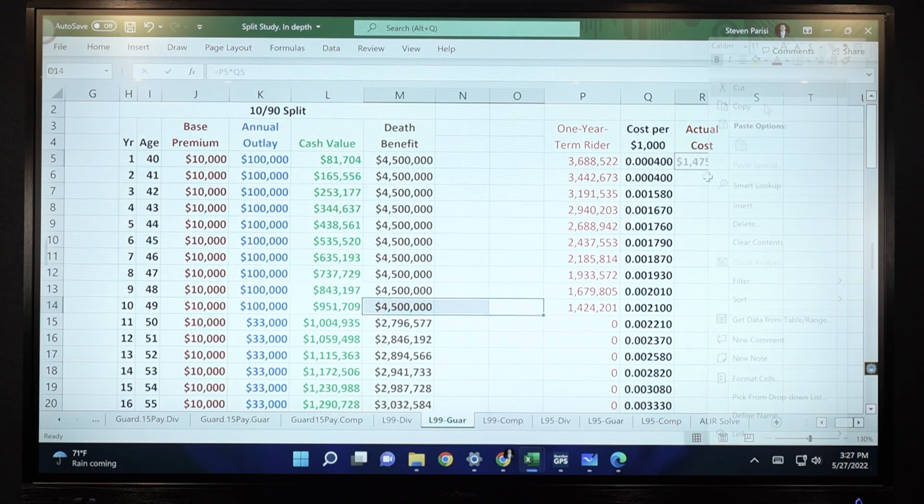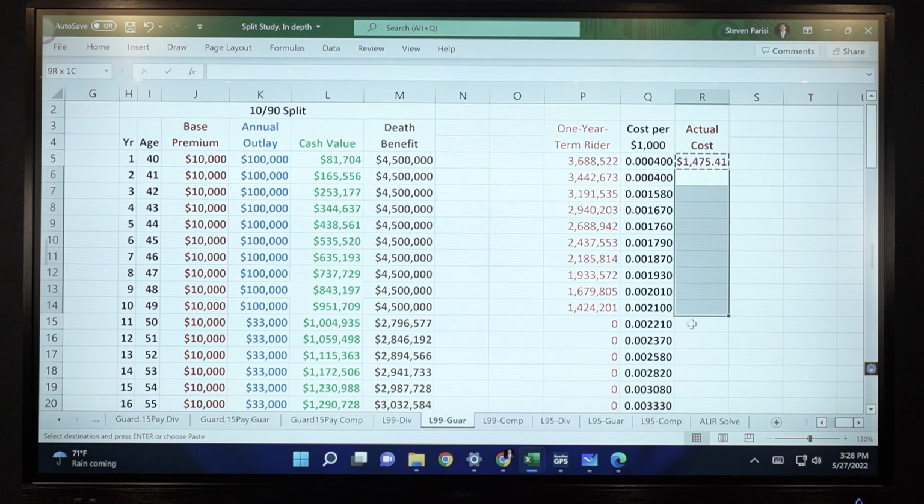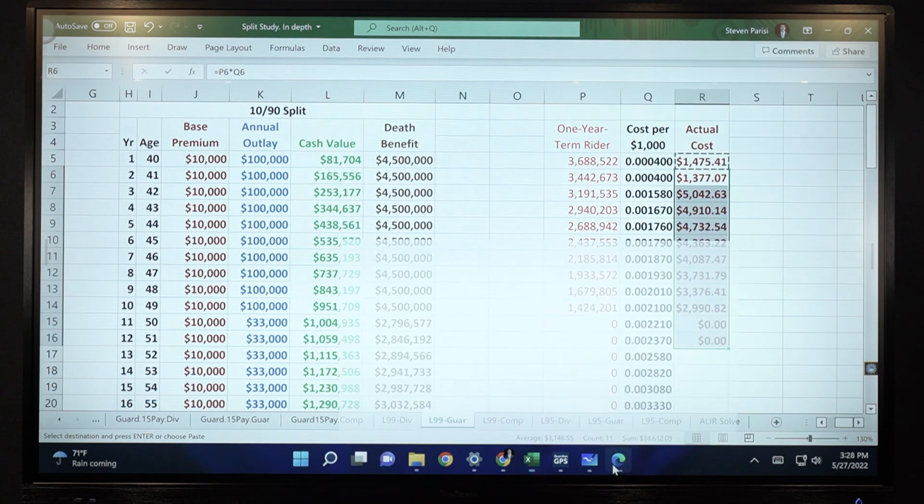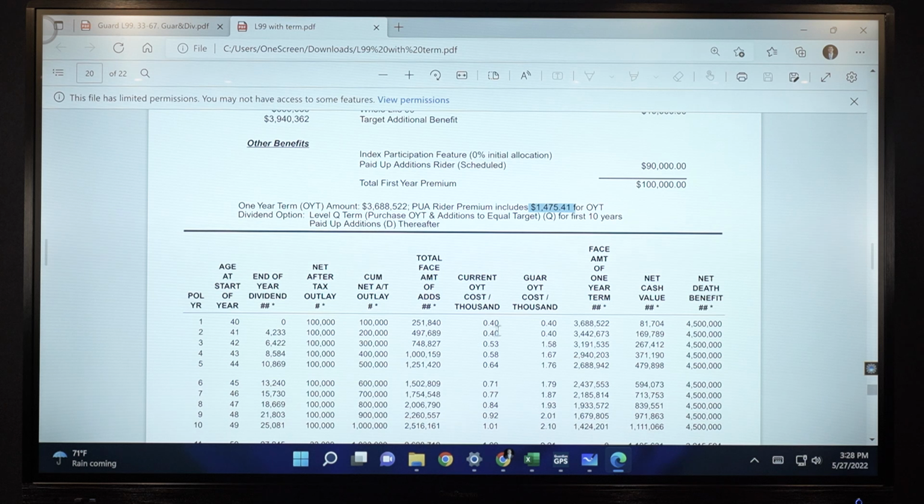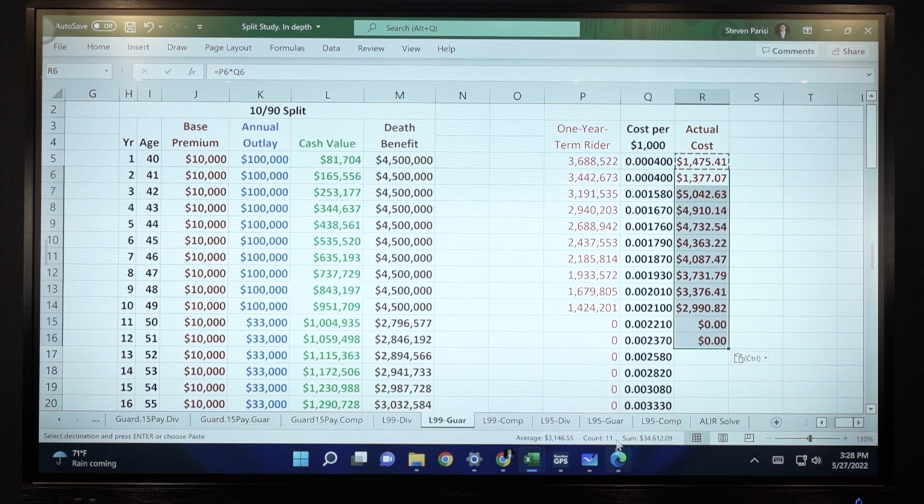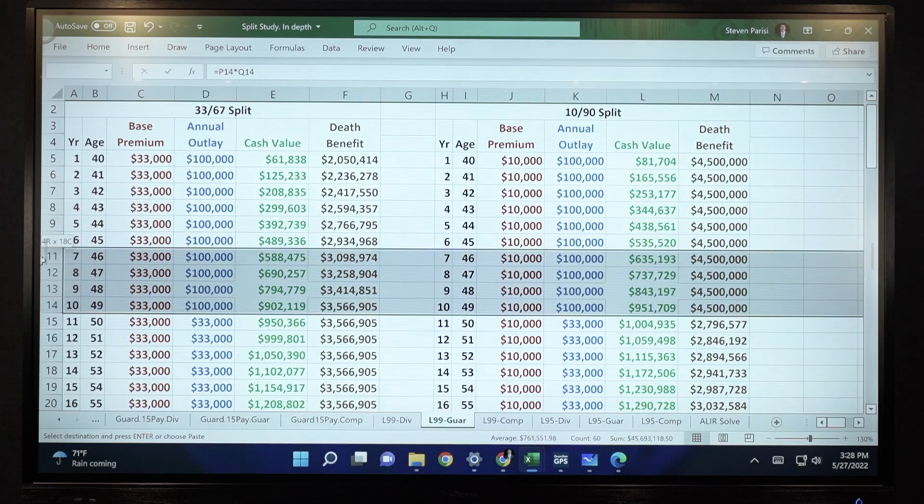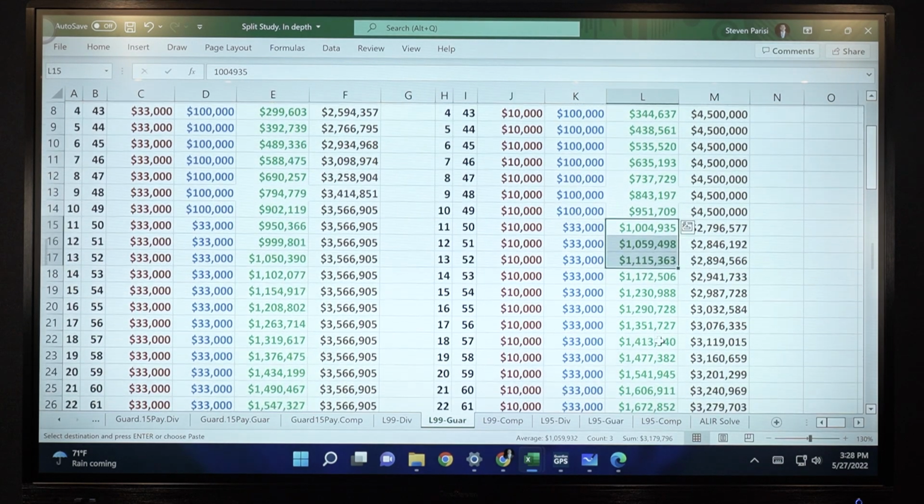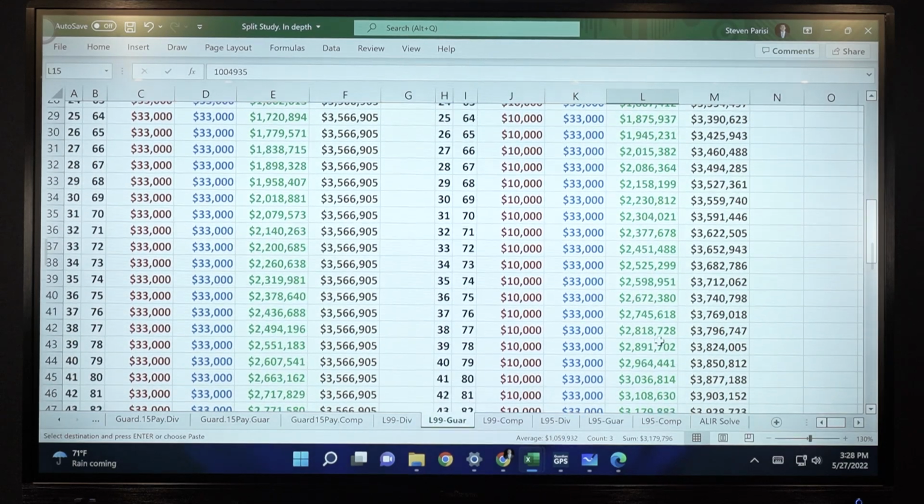Here we go. The guarantees are identical the first and second year as the non-guarantees. We can go back just to see that again. There we go. Guarantees go up a bit, then they begin to come down. But in my opinion, it really doesn't matter because I end up with more money, more cash value in the policy. You can scroll down.